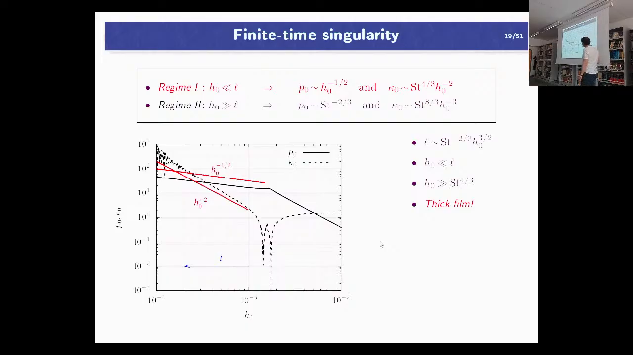So if we could go further in time towards the contact, maybe we could observe the second regime. But numerically it's too difficult to go to this limit, so we were only able to observe the first regime.